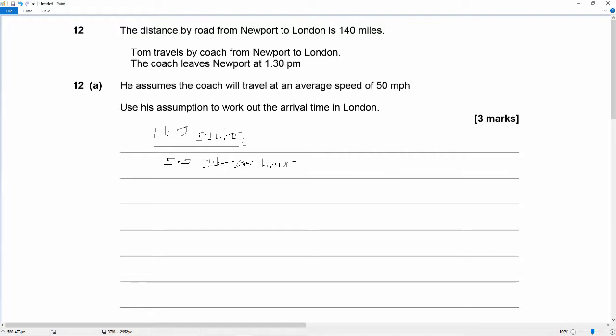So 140 divided by 50, well, if we double the 50 to make 100 and then double the 140 to make 280, that's just 280 divided by 100, which is 2.8. And that saves time not having to use a calculator. So that's 2.8 hours.